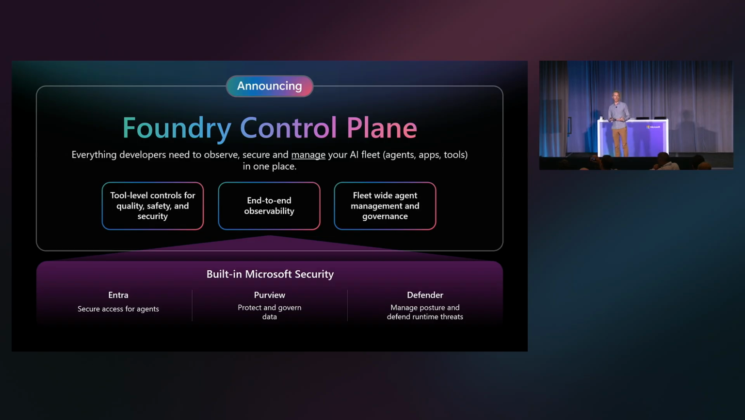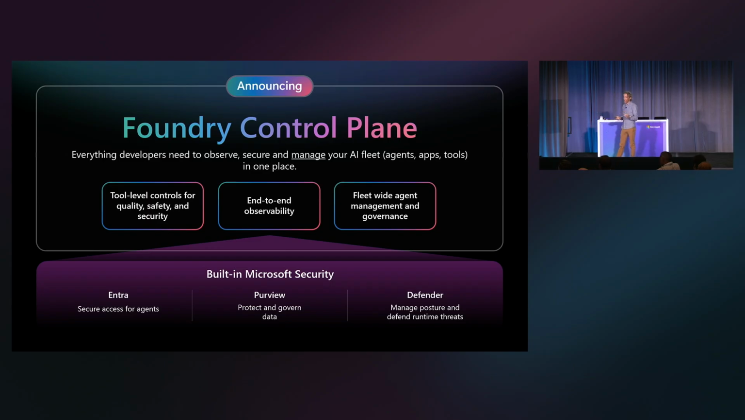So from a developer standpoint, to help developers build security and trust into the core of everything that they do with agents, in order to realize that limitless potential, we built the Foundry control plane, which we announced and launched today, which is in public preview globally as of today. What the Foundry control plane enables is for developers to observe, secure, and manage 100% of your AI fleet. So agents, apps, tools, models in one place.